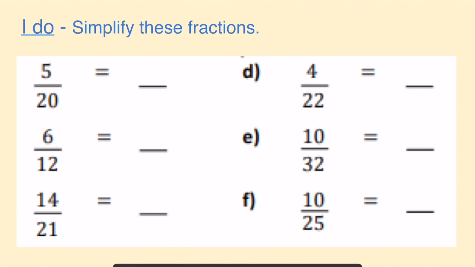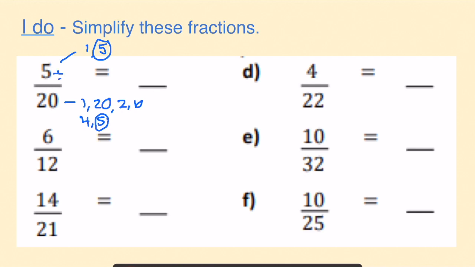Now, if you can't use your equivalent fraction family knowledge, then you need to think about the factors. I know that 5 is a prime number, so the only factors that it has are 1 and 5. 20 has more factors: 1, 20, 2, 10, 4, and 5. The highest common factor that they share is 5. So I'm going to divide both the numerator and the denominator by 5.